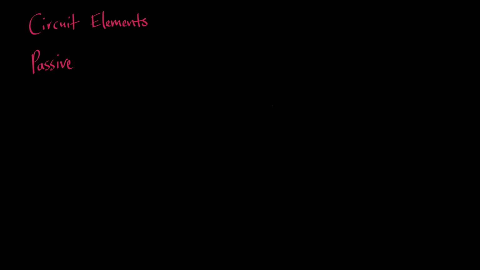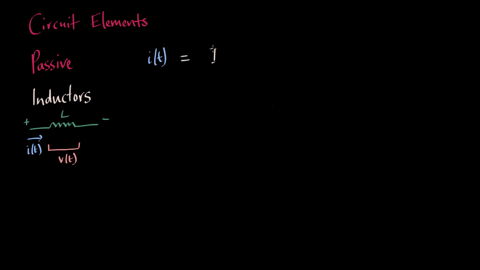Our next type of passive circuit element is the inductor. These store energy in a magnetic field when current flows through them, and they usually take the form of a long spool of wire. Their representation in circuit diagrams usually looks like this. The time domain equation of the current flowing through an inductor is I of t equals Im cosine omega t plus phi, and its corresponding phasor is I equals Im e to the j phi.